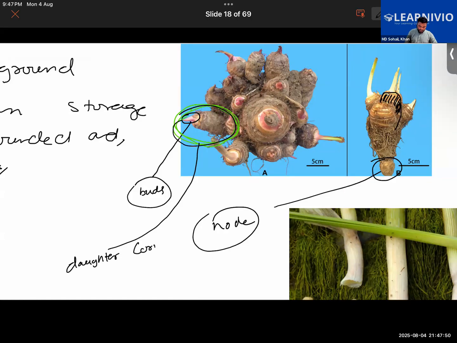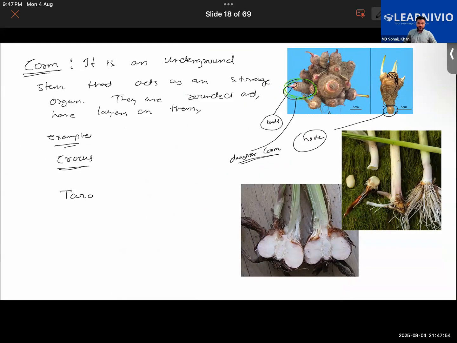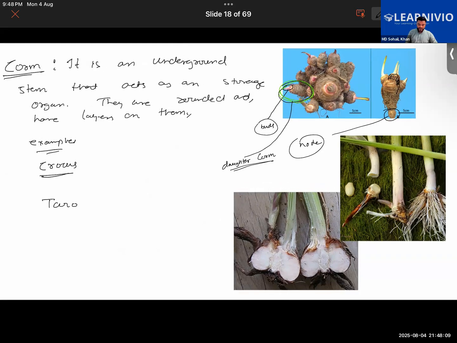Daughter comb. Although this question is not asked, for keeping it relevant, I'm letting you know that this is called a daughter comb. You pluck it out carefully from the main comb and put it in the soil, and a new plant is now ready to grow. Getting it, guys? So how will it grow?